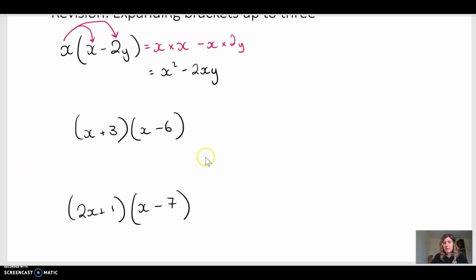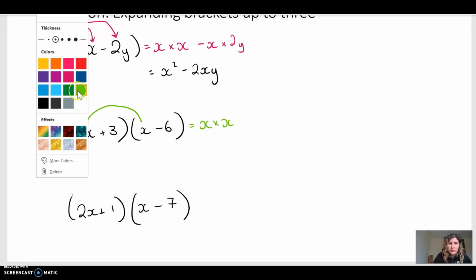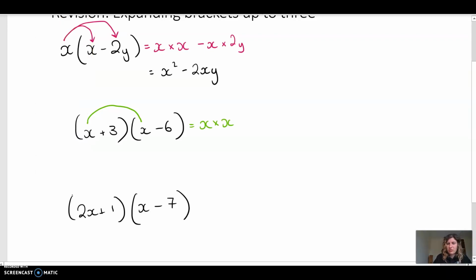From these 2 brackets, once you've expanded them out, you should end up with 4 things that you need to simplify. Okay, so we first multiply the first thing from the first bracket with the first thing from the second bracket. So we get x times x. And I'm going to change colours for all of this. It's going to be a bit slow, but it should help visualise a bit.